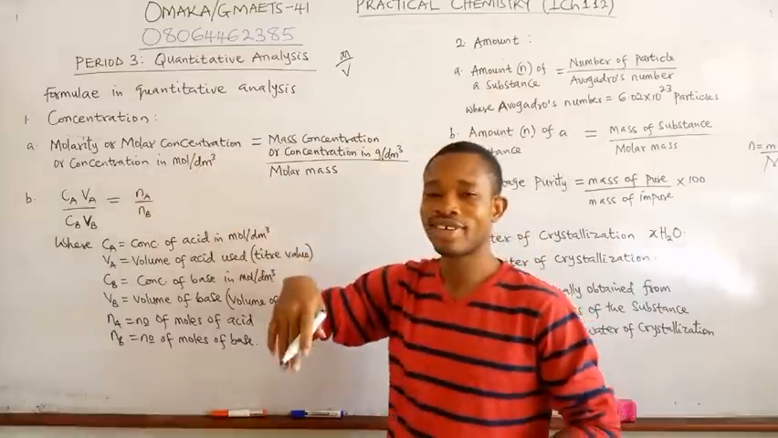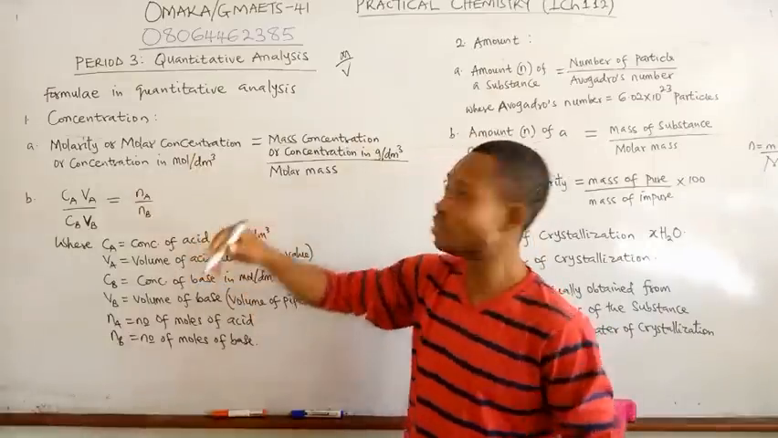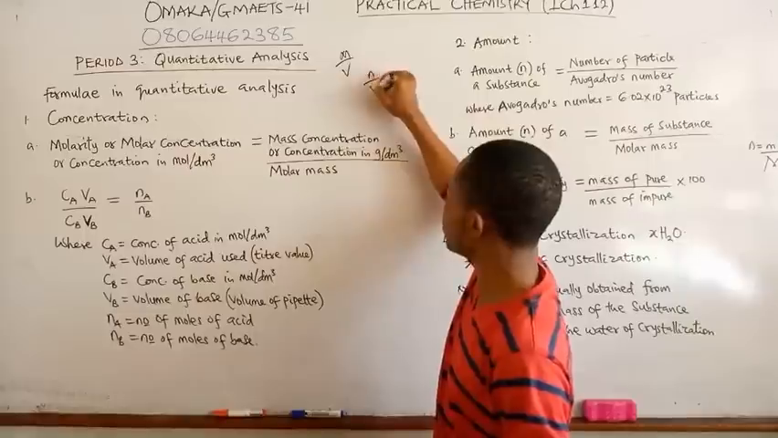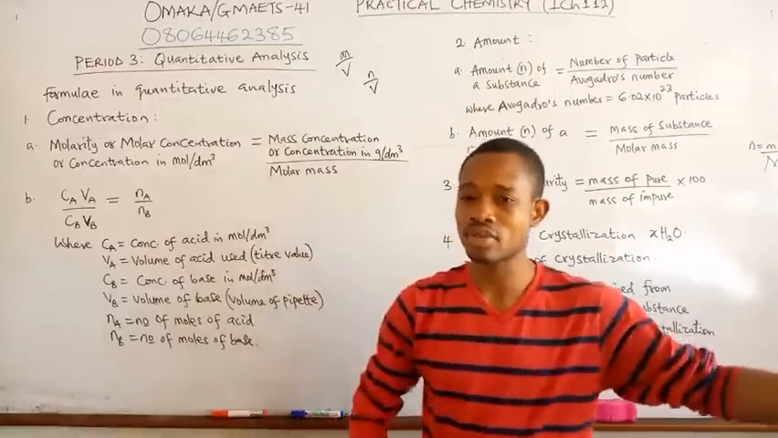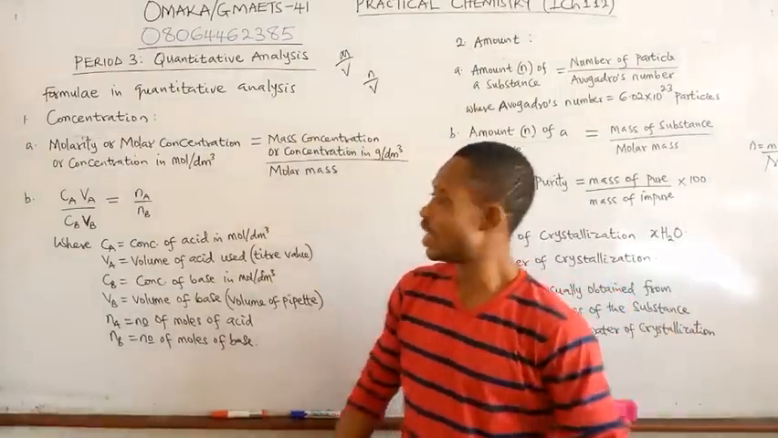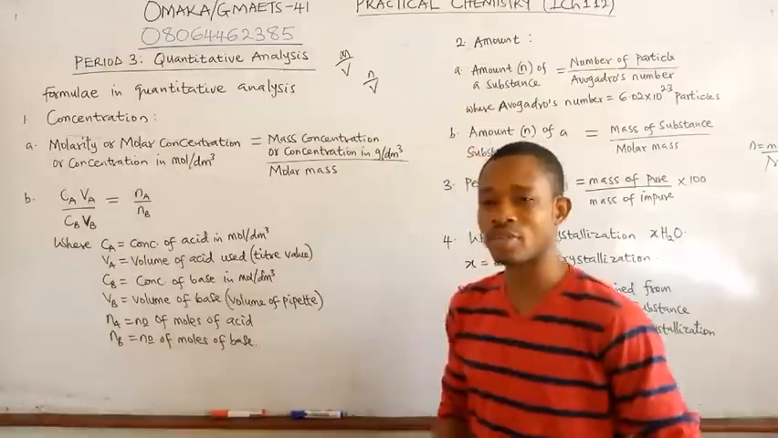Then molar concentration is a number of moles per volume, so it's just like saying number of moles over volume. Both of them are concentrations. The only difference is that one is in grams and the other is in what? Moles.